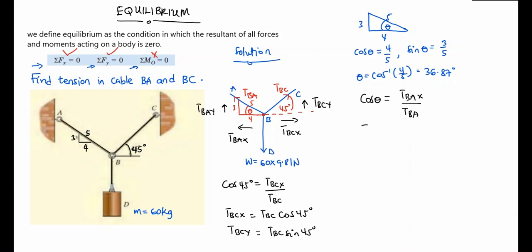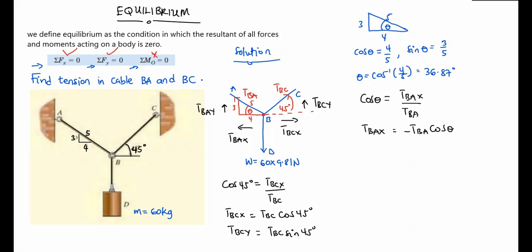So I'm going to have TBAX equal to TBA cosine of theta, but it is pointing in the negative x direction, so we will have to negate it. So I have the negative here. At this point, you know that cos theta is equal to 4 on 5, so we can substitute it there, or we can use the angle itself.